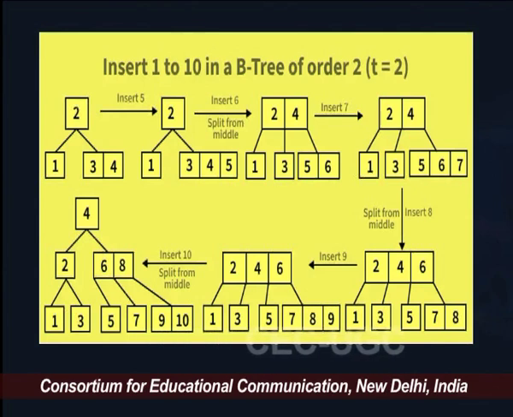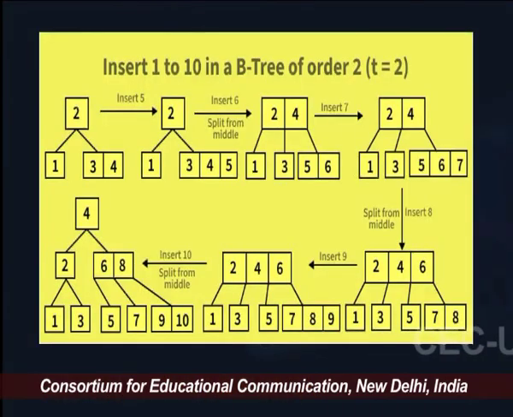Now, if we insert 9, what will happen? We are going to insert 9 in the rightmost node, which is 7 and 8. Now, we have 7, 8, 9. Fine. So, 3 keys can be there because order is 2. Now, if we talk about the next insertion, which is 10, what will happen?